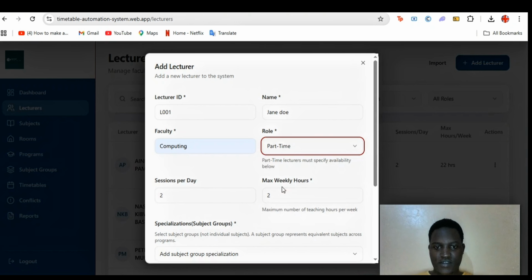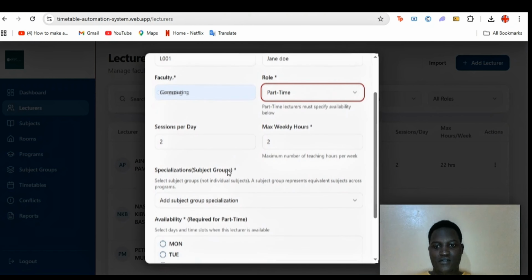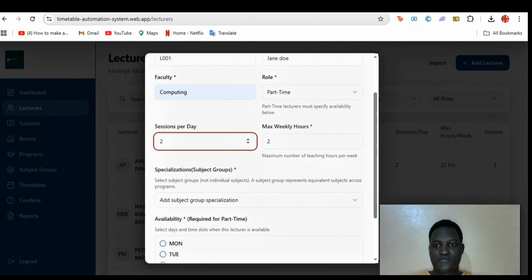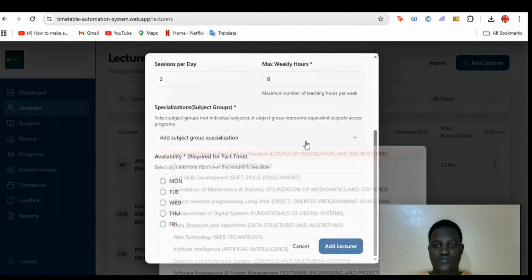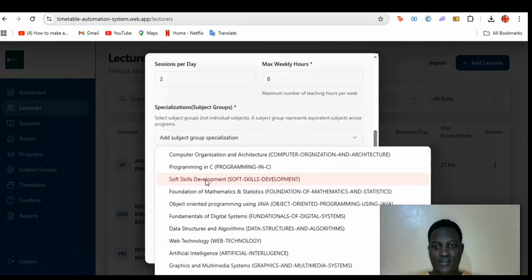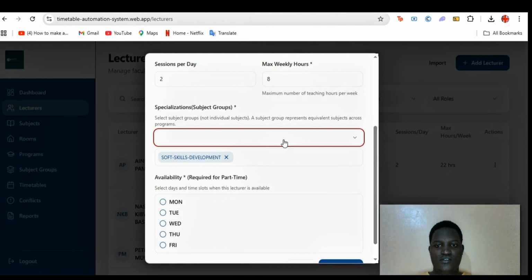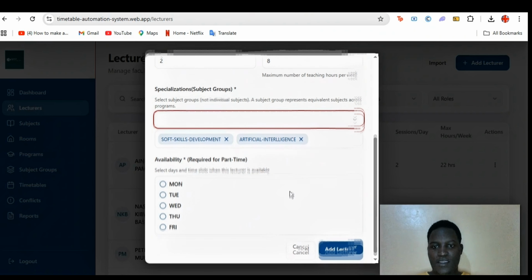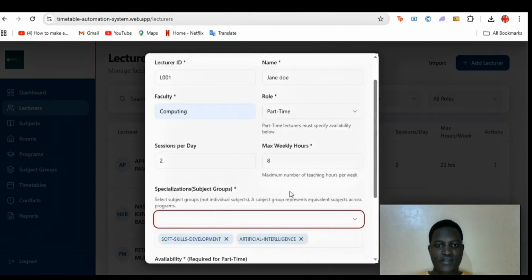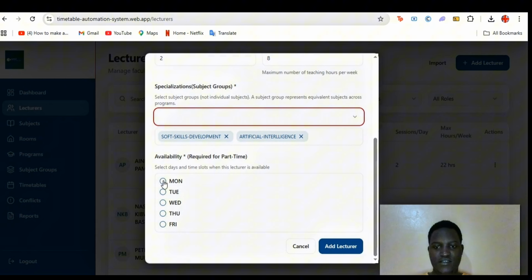But if they're part time, for example, you have to come and select the number of sessions they can have per day. So let's say maybe one or two. The maximum hours per week, let's say you can have about 8 hours per week. The specialization group, what they teach, so let's say soft skills development, and you could add it's a multiple select, so let's say artificial intelligence too, and then the availability, because they are part-time, you have to come and select the days they are available.